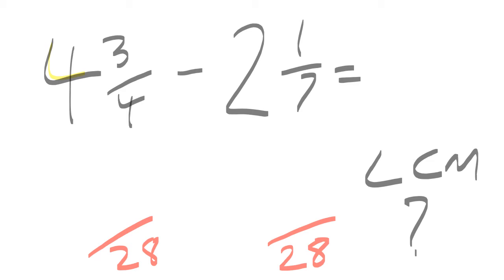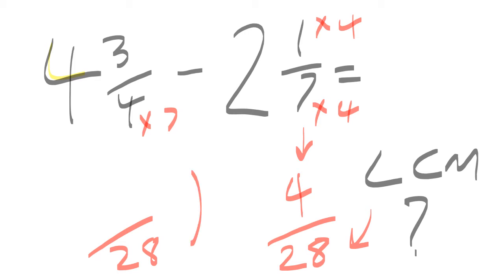So I know that 7 times 4 equals 28. Great. Whatever you do to the bottom of the fraction, you've got to do to the top if you're going to make it equivalent. So 1 times 4 equals 4. So 1/7 is the same as 4 over 28. I know that 4 times 7 equals 28. And remember, with fractions, whatever you do to the bottom, you've got to do to the top. So 3 times 7 equals 21. So I know that 3/4 equals 21 over 28.